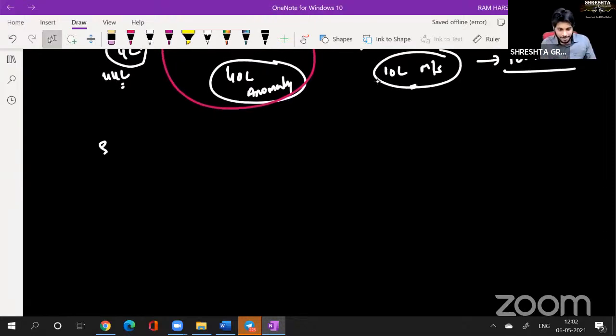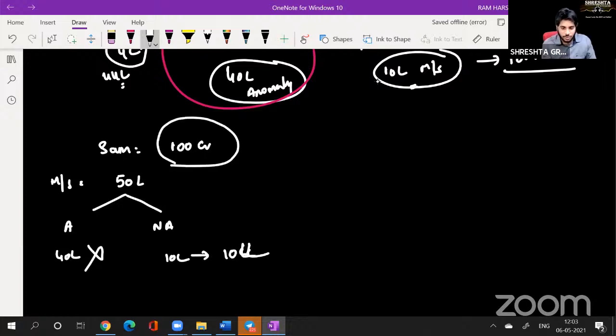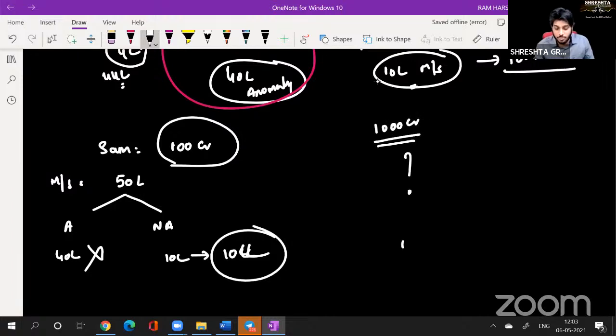Now look, my sample size is 100 crore. The mistakes which I found is 50 lakh. In that, anomaly is 40. This I will not consider in projection. Now, what is non-anomaly? 10 lakh. This is something which I will take into projection. In 100 crore, 10 lakh worth of mistake is there. So in total purchases value of 1000 crore, how much mistake would have been there? 1 crore.